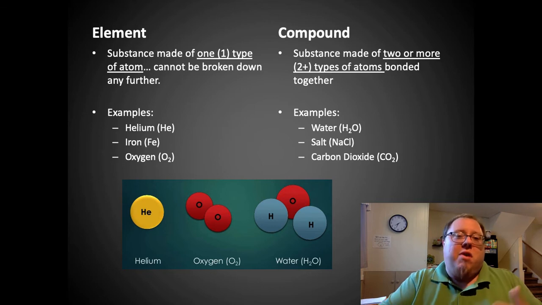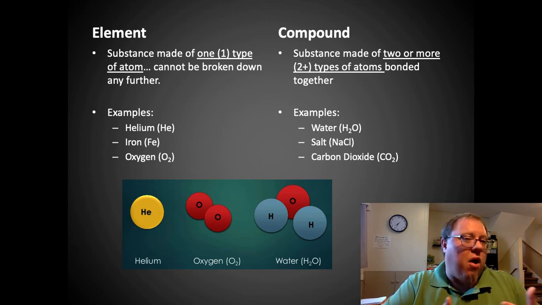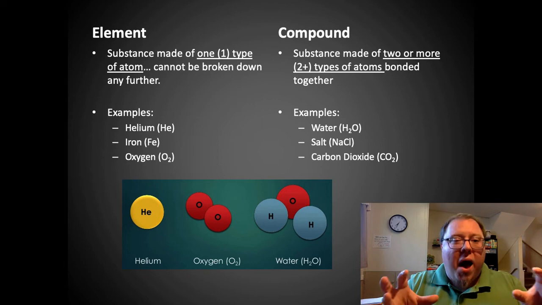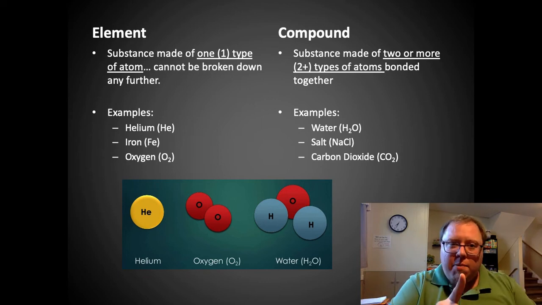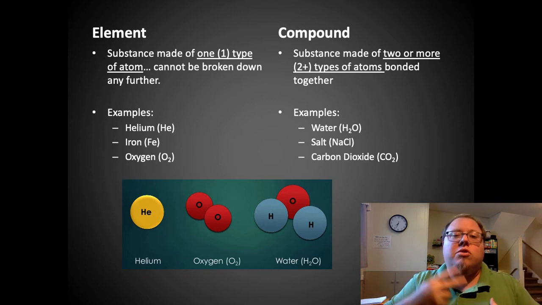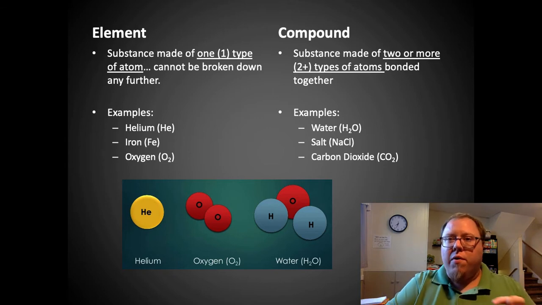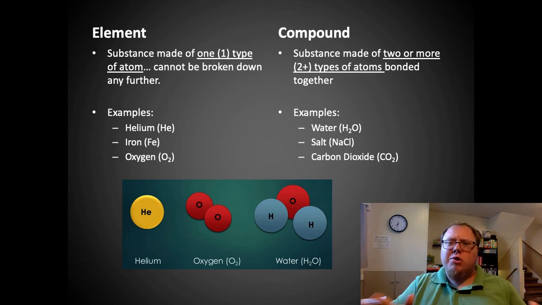We got helium there, it's a single atom. We could have iron atoms, a whole bunch of them. Oxygen, 2 atoms bonded together, but still only one type. Okay. And then water, we got 2 different types. That makes it a compound. Right? So this is our first distinction, element versus compound.